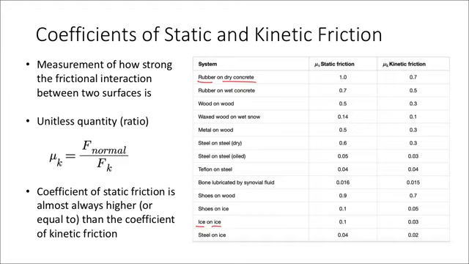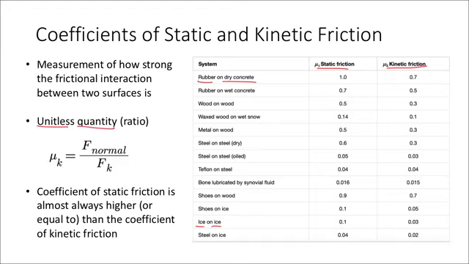I also want to point out that in almost every case here, the coefficient of static friction is higher than the coefficient of kinetic friction. Again, demonstrating that when two objects are sliding past each other, there's less interaction between them than when they're locked in place and still. The reason we call this a coefficient of friction is because it's actually a unitless quantity, so it doesn't have units.